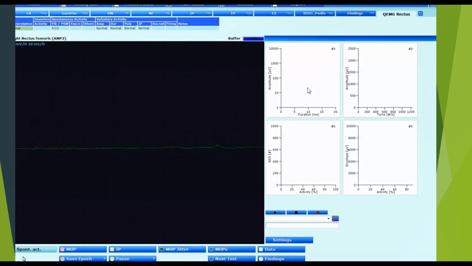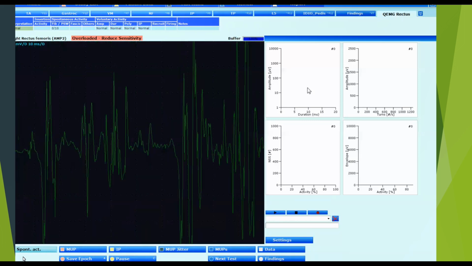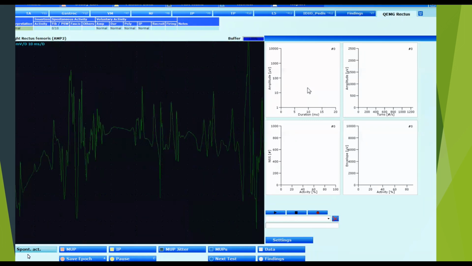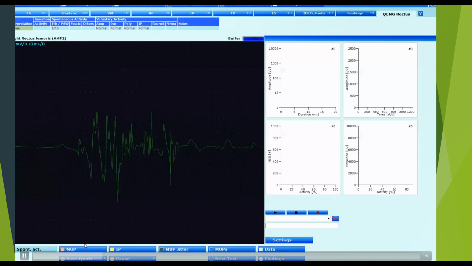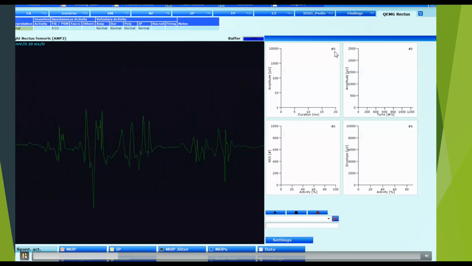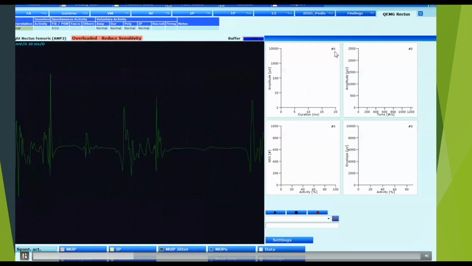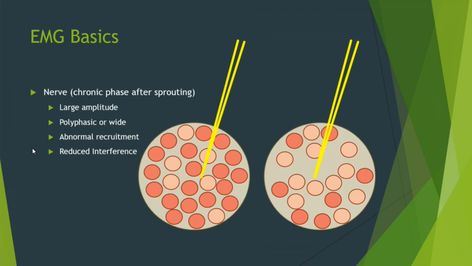So these muscle fibres are recruiting very, very rapidly, and over here it's not as orderly as it should be, and these are small polyphasic units. Let's now move on to the basics of EMG. Again, this is a complex topic and there are lots of different parts to this, but in terms of the basics, let's just work through a chronic state.